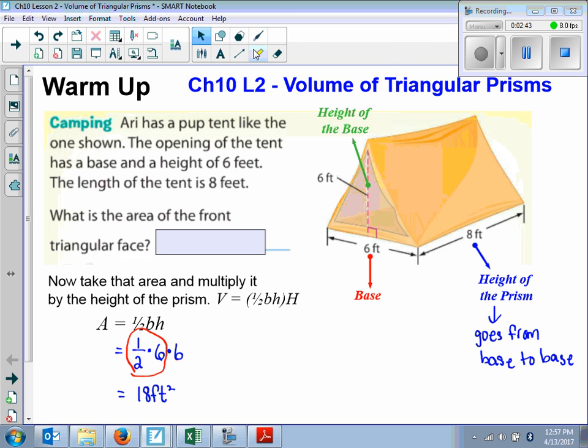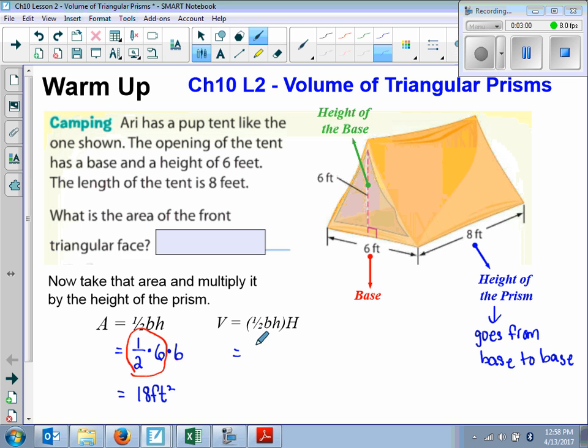Okay? So looking at this formula right here, we're going to take the 1/2 base times height. We already did that one. That was 18 feet squared, right? So that's 18 feet squared. And then we're going to multiply times the height of the prism, which is 8. So 18 times 8. All right, so that's 144. 18 times 8 is 144.